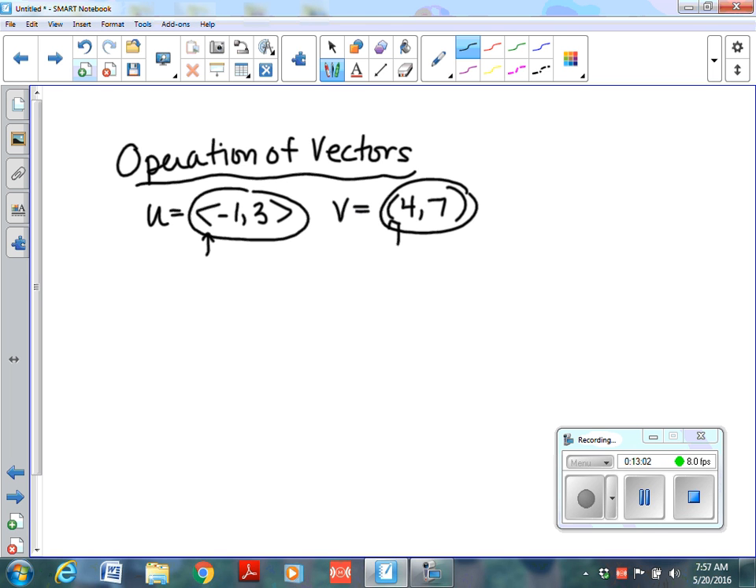So let's say you want to add vectors. Maybe you want to add the 2 vectors together. I remember you guys did this, and all you're going to do, final answer, I'm just going to use these instead. You're just going to add them together. What's negative 1 plus 4? 3. What's 3 plus 7? 10. That's how you add 2 vectors together. How do you subtract 2 vectors? Same thing. u minus v: negative 1 minus 4 is negative 5. 3 take away 7, negative 4.